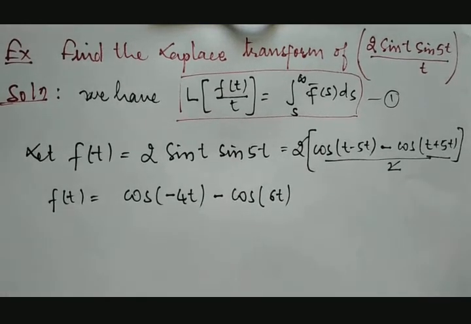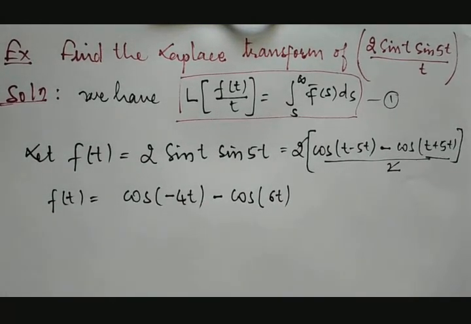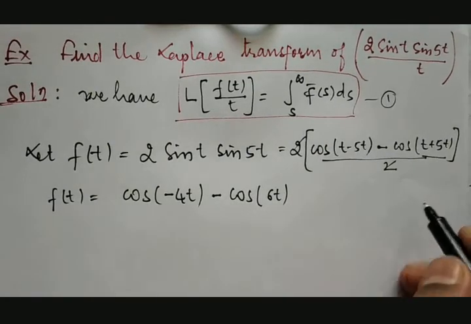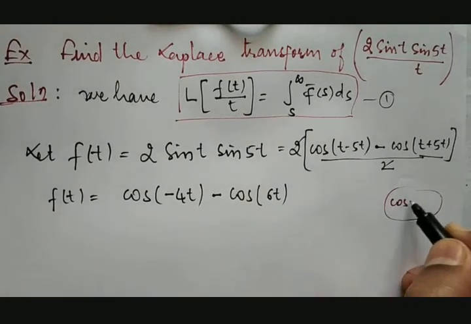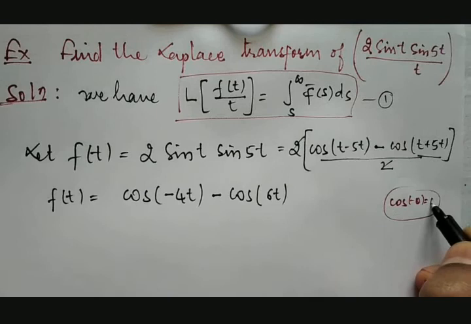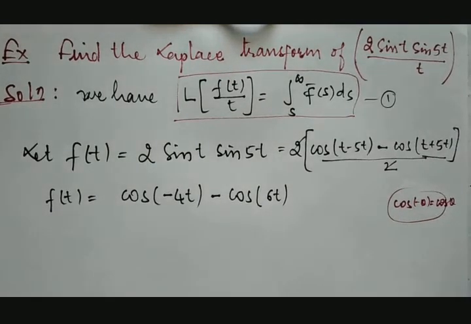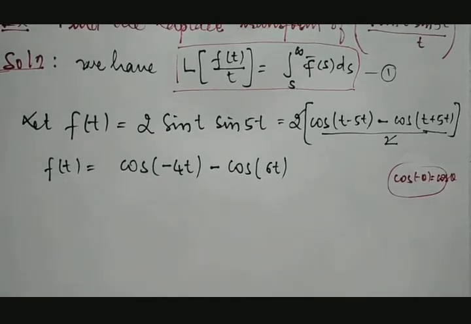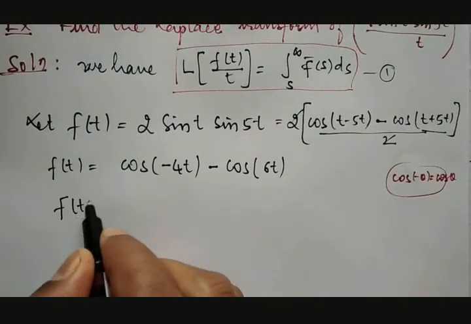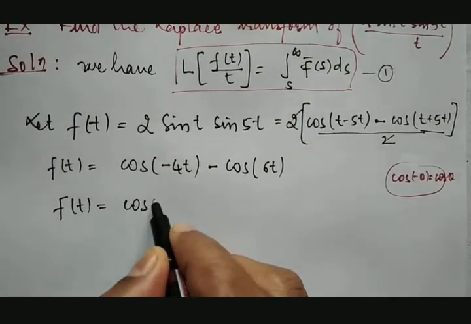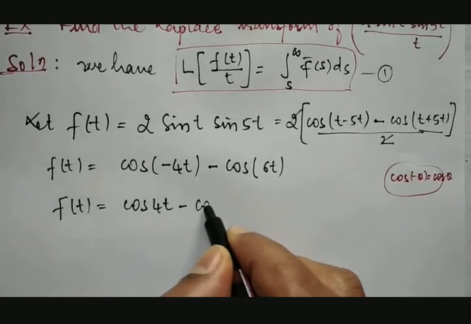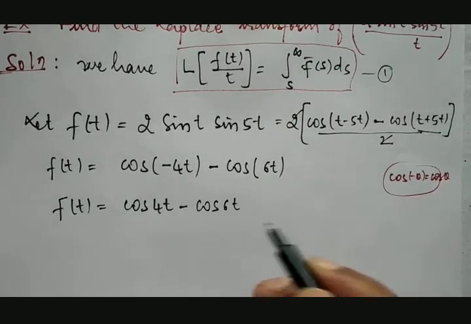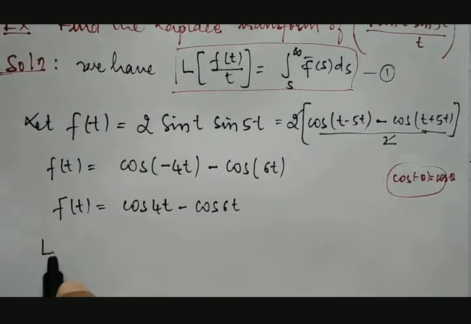Fine. Since we have a concept that says cos of minus theta is equal to cos theta only, with that logic we can write f of t is equal to cos 4t minus cos 6t. Okay, now apply Laplace on both sides.